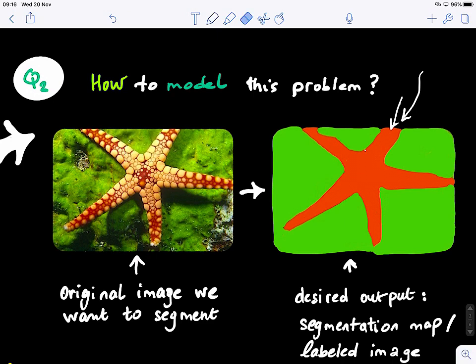So one idea is that the good thing about graphs is that we can model relationships, okay? So we can define nodes, and then between these nodes, we can define a relationship that will allow us to achieve this task. So any idea on how we can use graphs in such a way that we can input this image and output the label image, which is the segmentation map or the labeled image? How can we possibly use graphs to solve this problem?